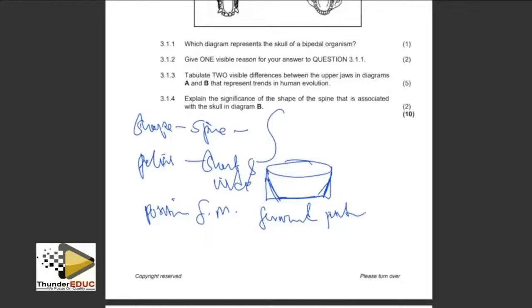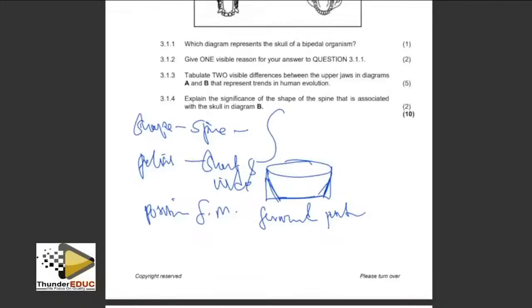You have to tell us walking on 2 hind limbs, or walking on 2 lower limbs, or walking on 2 feet. But we prefer walking on 2 hind limbs. If you're using limbs, it must have the word hind limbs.